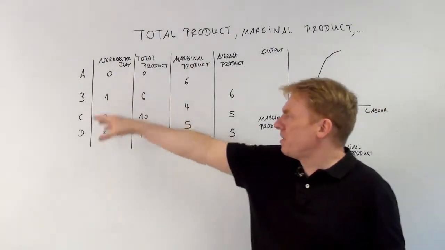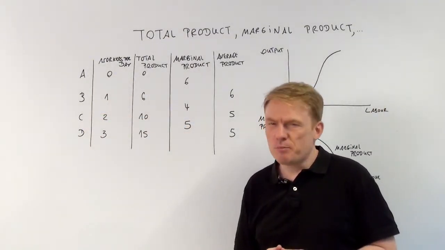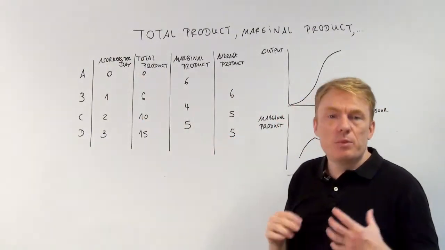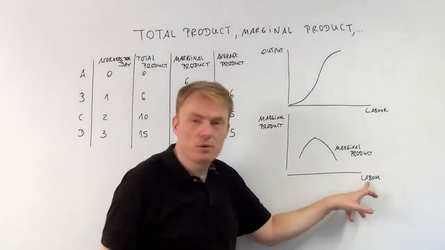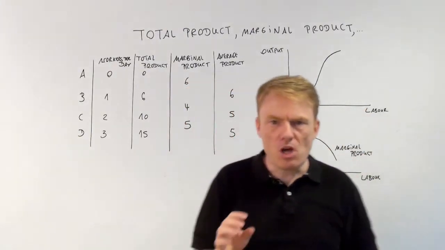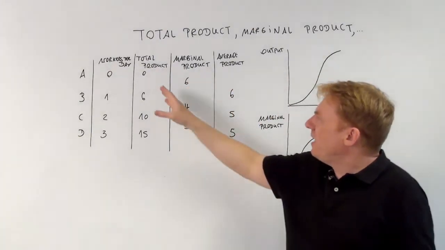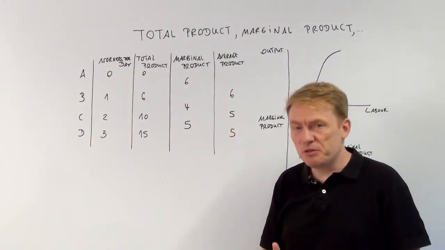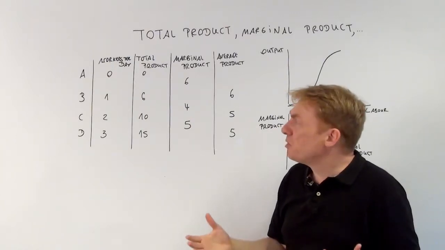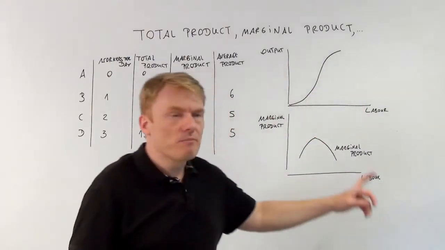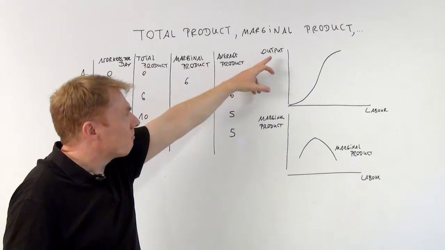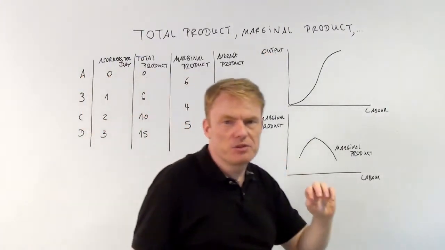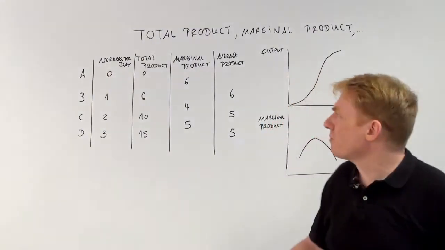So we have 4 different situations, A, B, C, D. We look at the workers per day and we call it labor on the horizontal axis. And they produce the total product. The number of books is written here on the vertical axis, output. The output is total product.